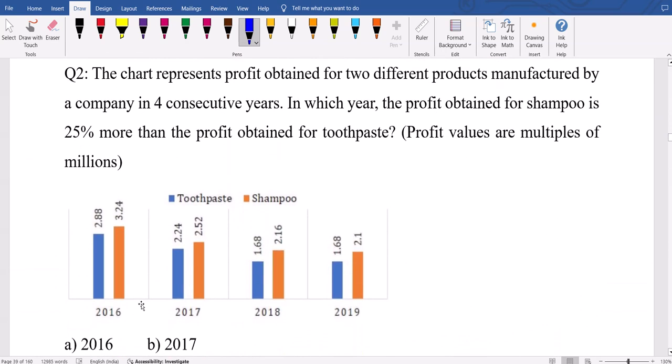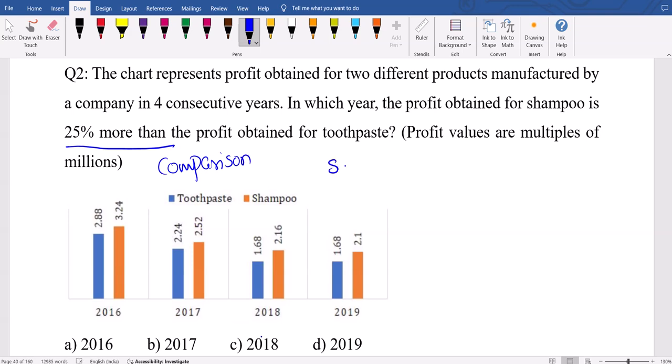Now next question. This is regarding bar graph. So one related to pie chart, now one related to bar graph. Two different products, toothpaste and shampoo. The profit obtained for shampoo is 25% more than the profit obtained for toothpaste. In which year? Okay, so you need to compare. More than, less than is comparison.